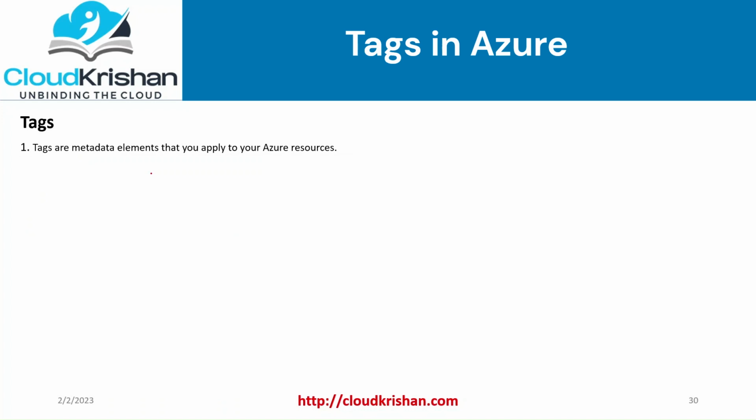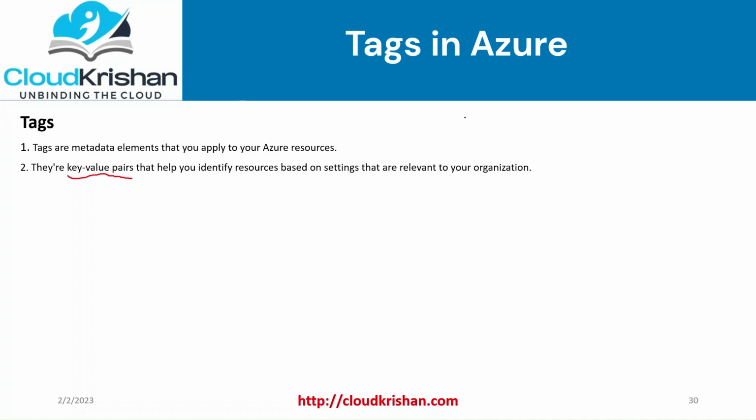Tags are metadata elements that you can apply to your Azure resources. So this is key, right? You can apply tags on the Azure resources. They are key value pairs. This is important to understand. They are key value pairs, right? There is a key and there is a value. They help you to identify resources based upon settings that are relevant to your organization.